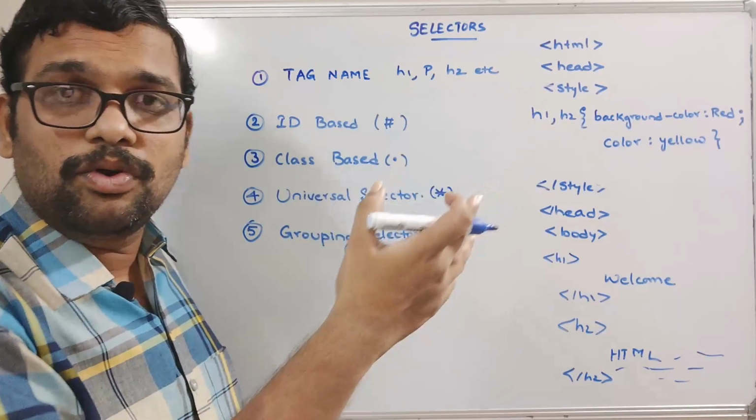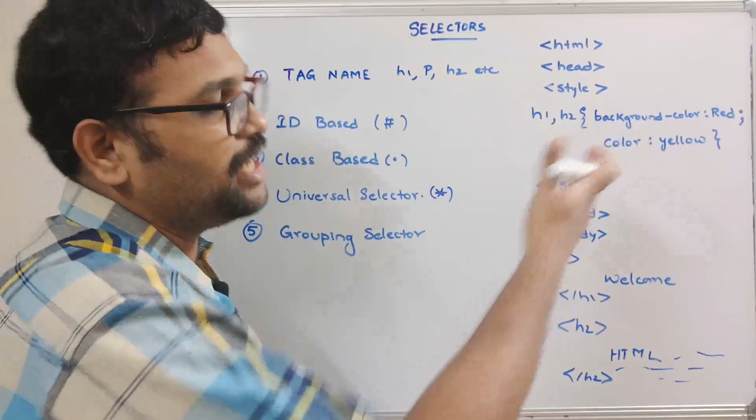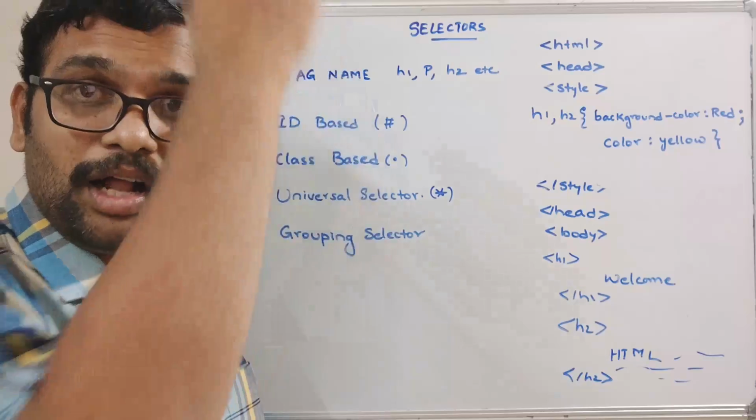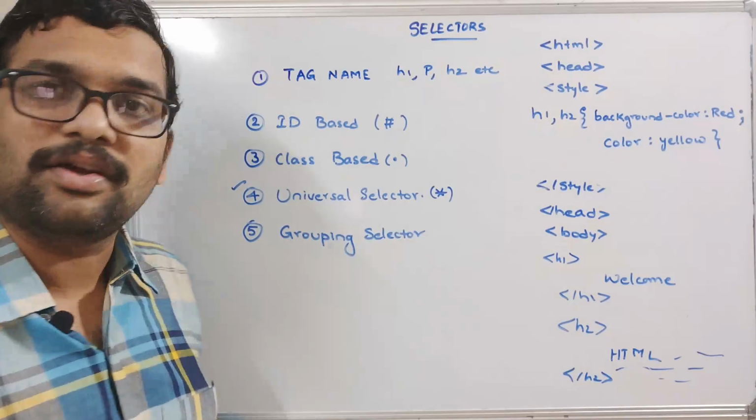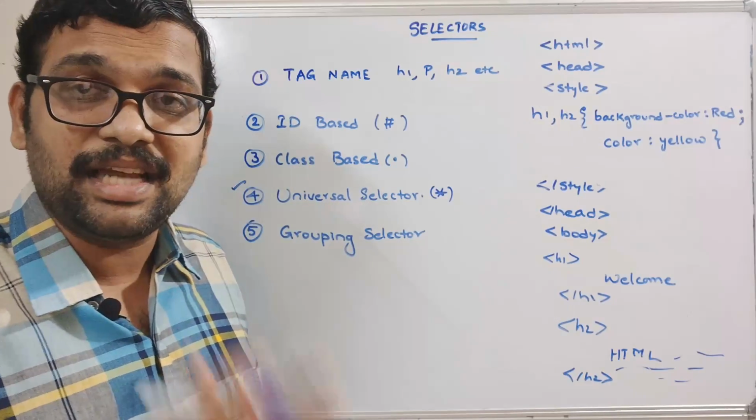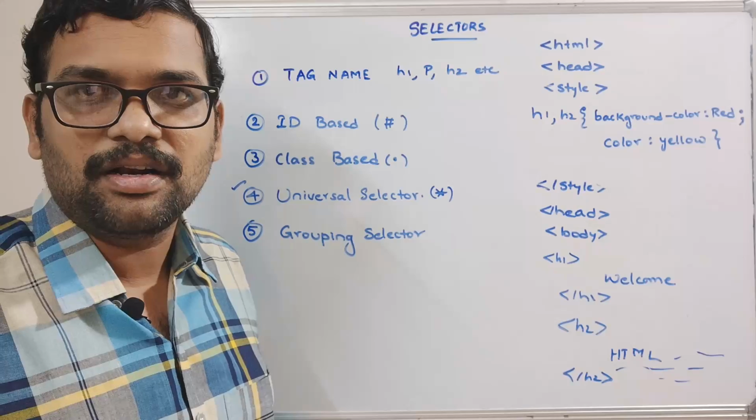Not only two tags, we can give multiple tags. We can group multiple tags with the same style sheet. If all the content should be the same, we can directly go with the universal selector. If all the content should have the same style, we simply go with the universal selector, right?